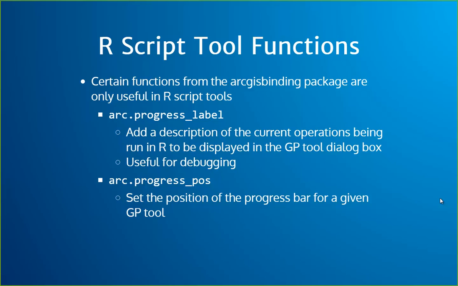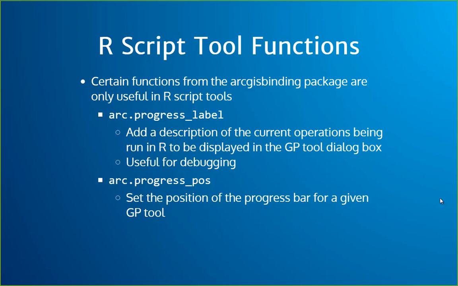Okay, so we covered most of the functions from the ArcGIS Binding package last week, but there were a couple of functions that we didn't cover, and that's because these functions are only of use inside an R script tool. The first of these functions is arc.progressLabel, and this allows you to add a description of the current operations being performed in R to be displayed in the GP tool dialog box. This is really useful for giving your end user a status update as to what's going on with the tool, and you're actually providing the description. You're writing a string out that's going to tell the user what's going on.